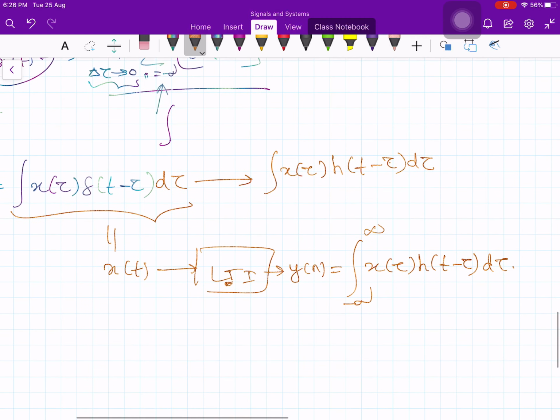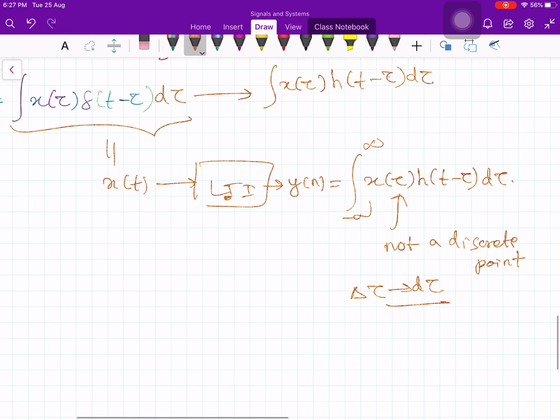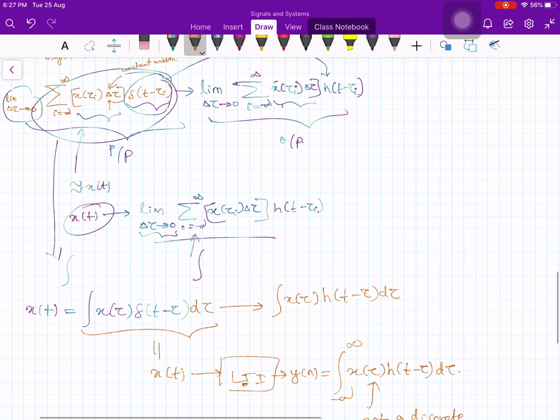Now here tau is not a discrete point, because we made delta tau go to 0. Previously it was a discrete point when we started, now it becomes a continuous point. Therefore this delta tau becomes d tau. Okay, if you look at the summation, delta tau becomes d tau in this expression, because it is continuous now.